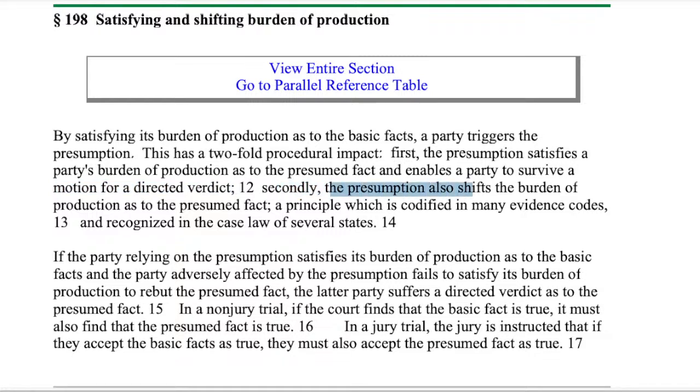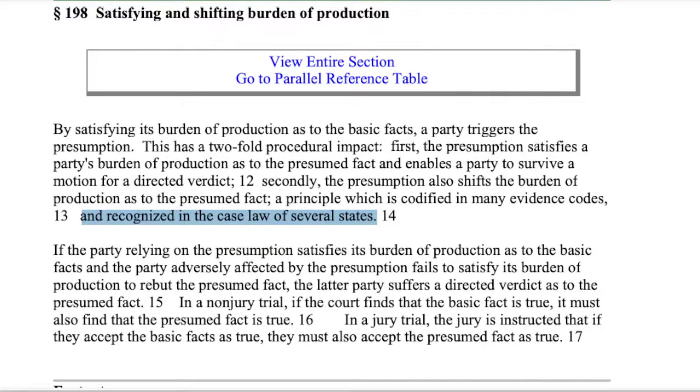Secondly, the presumption also shifts the burden of production as to the presumed fact, a principle which is codified in many evidence codes and recognized in the case law of several states. If the party relying on the presumption satisfies its burden of production as to the basic facts, and the party adversely affected by the presumption fails to satisfy its burden of production to rebut the presumed fact, the latter party suffers a directed verdict as to the presumed fact.